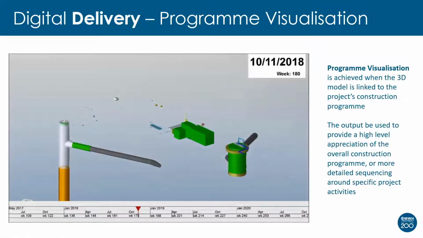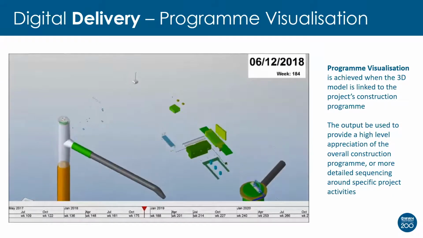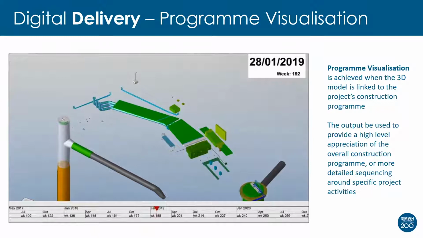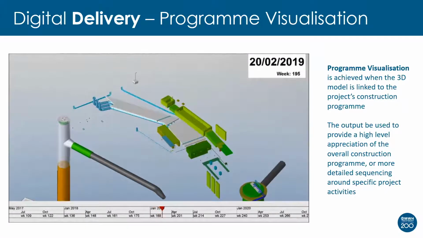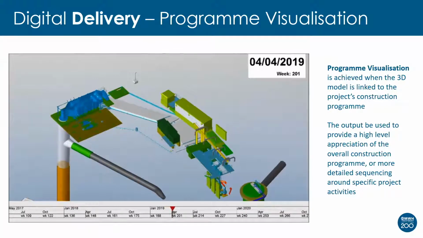So program visualization, quite simply, is where we link the 3D model to the construction program. So we use Primavera P6 as a construction program. There's a piece of software called 4D Synchro that joins the two together. And what you can see here on the left is it's not in detail. This is for a high level overview of the construction program against a date. And what you can see is the key sequencing of the project as the installation is developed, which obviously helps with communication.